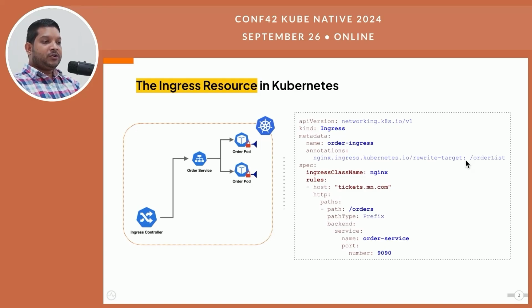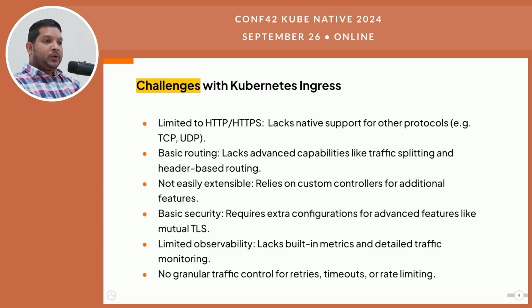While annotations offer flexibility, they can become difficult to manage as the configuration grows more complex. This approach does not scale well, as handling numerous annotations across various services can lead to maintenance challenges and increase operational overhead. Let's take a look at some challenges with the Kubernetes Ingress when it comes to managing traffic and providing advanced functionalities for services.